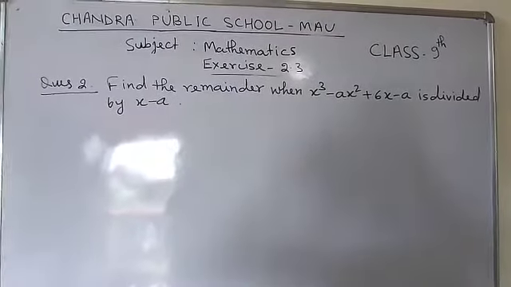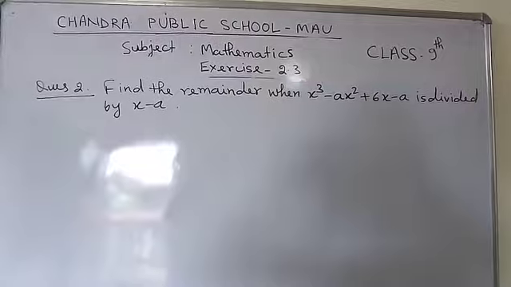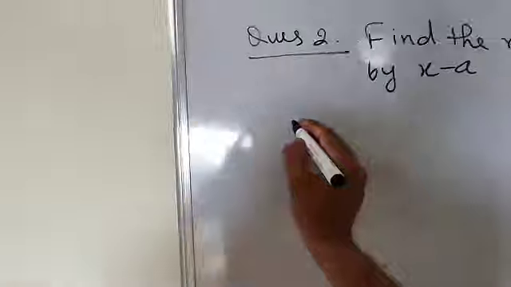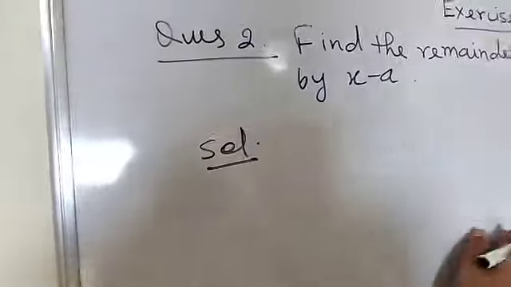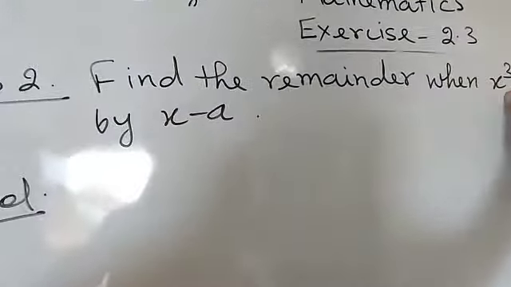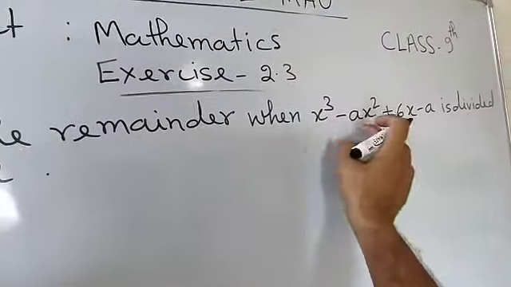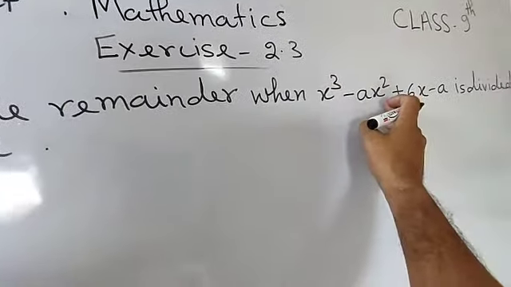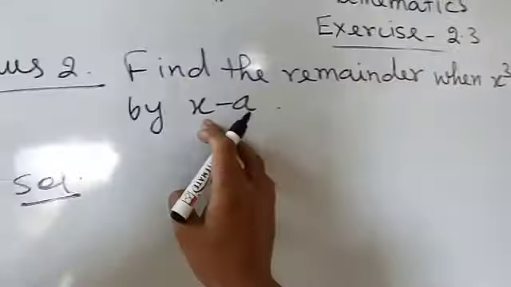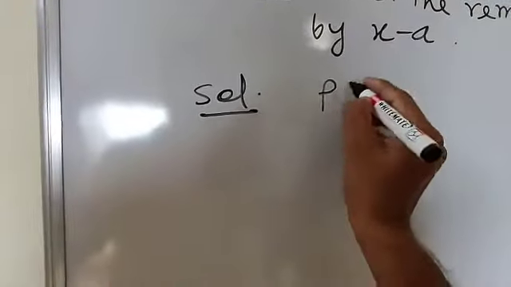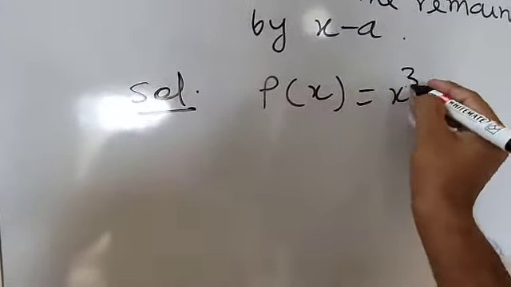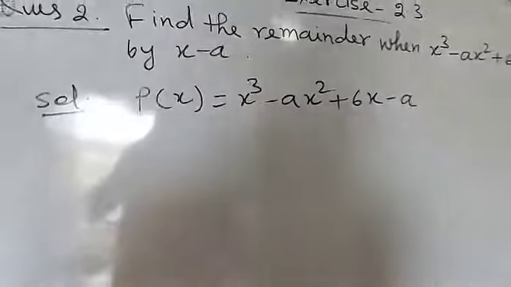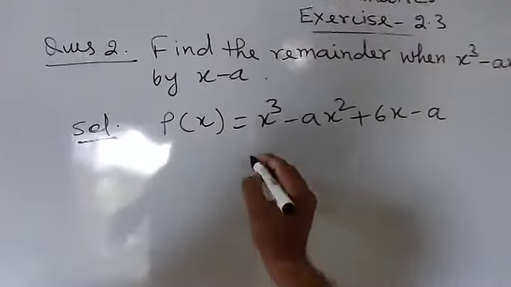Here it is question number second. Find the remainder when x cube minus ax square plus 6x minus a is divided by x minus a. So here I am going to give the solution of this question. You are going to divide that polynomial. So here this polynomial is the dividend, and it is going to be divided by x minus a. So the dividend is x cube minus ax square plus 6x minus a, and the divisor is x minus a. So polynomial p(x) is equal to x cube minus ax square plus 6x minus a. This polynomial will be divided by x minus a, and you need to find the remainder.